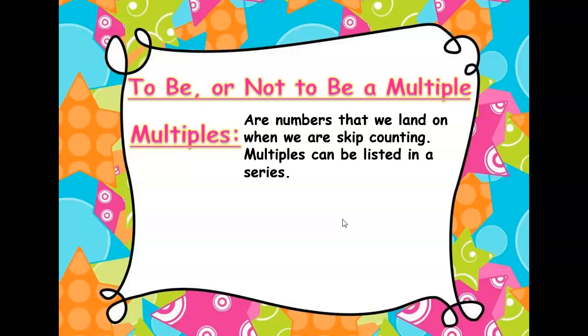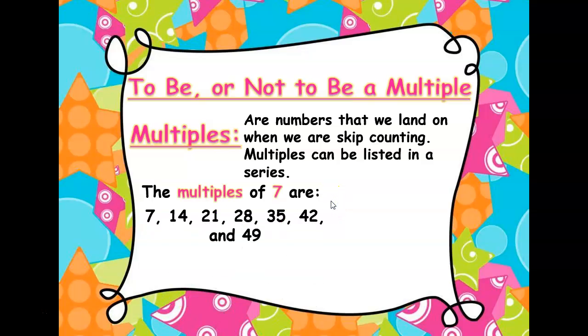To be or not to be a multiple. Multiples are numbers that we land on when we are skip counting. Multiples can be listed in a series. So the multiples are 7, 14, 21, 28, 35, 42, and 49. It's like when we are skip counting, right, kiddos? So we would be skip counting by 7s here. See that? 7 more is 14, 7 more is 21, and so on and so on.